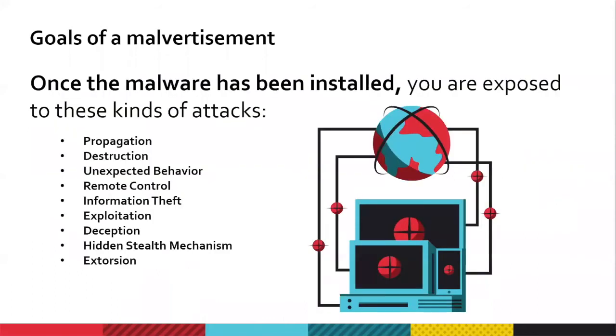Once the malware has been installed, you'll be exposed to these kinds of attacks: propagation, destruction, unexpected behavior, remote control, information theft, exploitation, deception, hidden stealth mechanism, and extortion. All of these are the malicious behaviors that malware can do, not only in your web browser, but also in your entire computer system. Of course, this is not my topic to discuss, but if you're interested to learn more about malware and its behaviors, you can refer to our previous webinar, The Introduction to Malware Threats by Rafael Centeno.